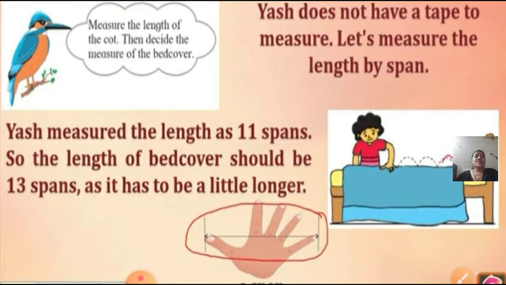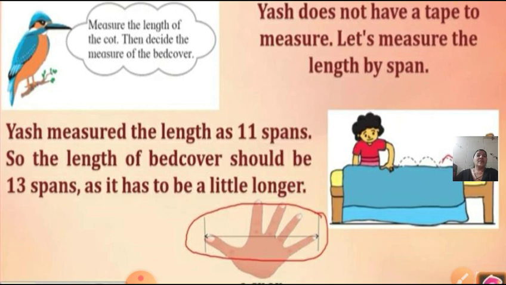Here you can see children, to your right hand side a girl is measuring the length of the cot with her hand span. So this Yash does not have a tape to measure. So let's measure the length by span. Usually we can see that a tailor uses a tape, where we can see inches and centimeters to take the length.